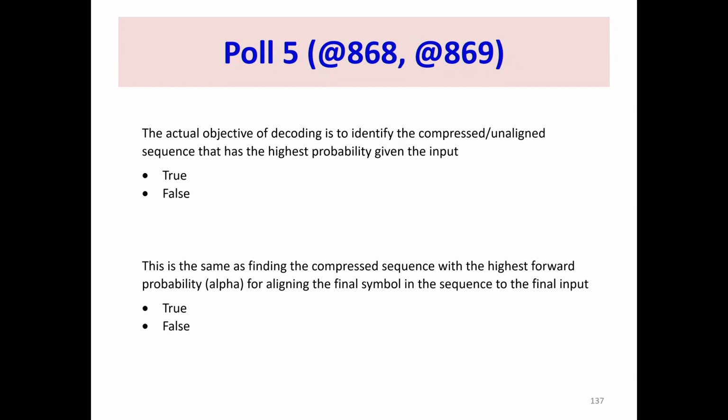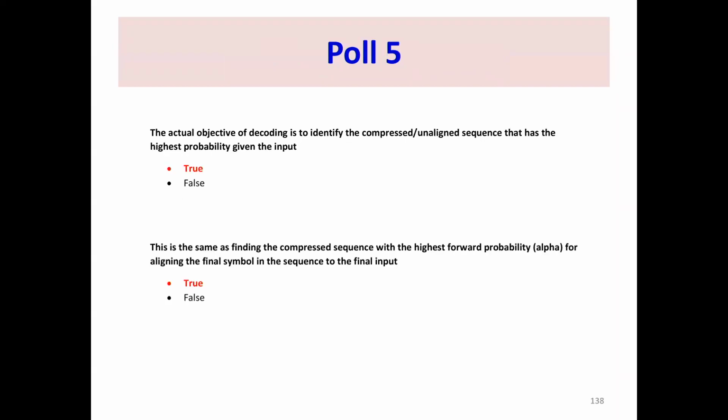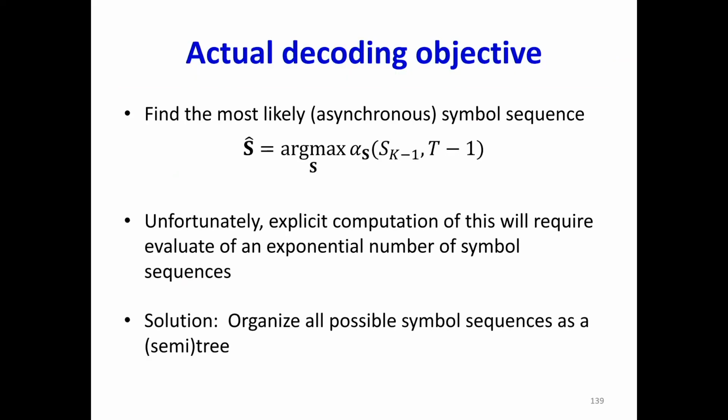Beep, okay. So is the first statement true? Second one? Yes. True. Right? The actual objective of decoding is to identify the unaligned sequence that has the highest probability given the input. This is the same as finding the compressed sequence with the highest alpha for aligning the final symbol in the sequence to the input. The problem is with computing the alphas, right? Explicit computation of this is going to require evaluation of an exponential number of symbol sequences.